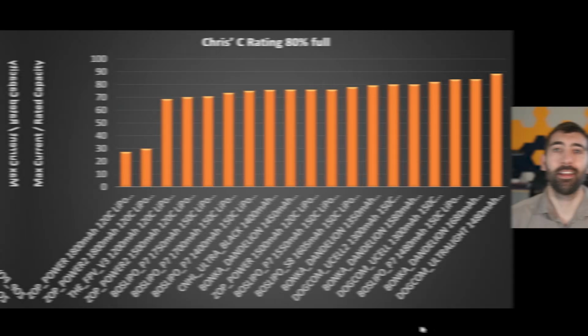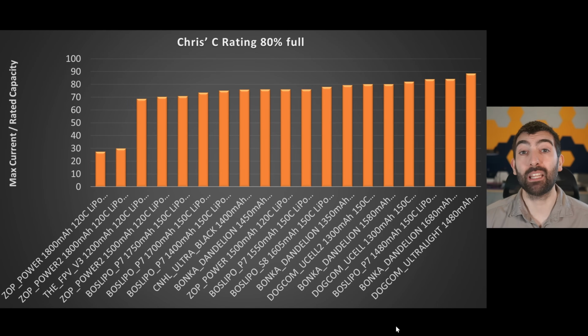Now we're going to talk about C rating, because as we all know in FPV, the C rating printed on a pack is an important and reliable predictor of its performance. I calculate C rate by dividing the maximum current that the battery is able to deliver during the burst test by its rated capacity. And this helps normalize packs that have smaller capacities and packs that have larger capacities.